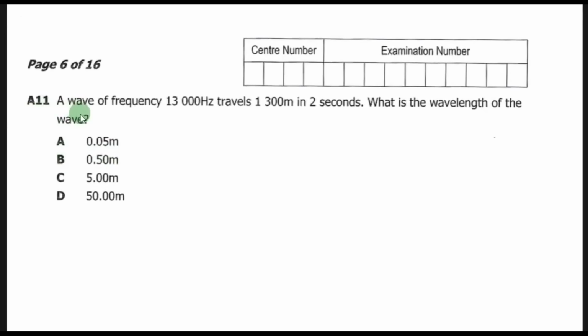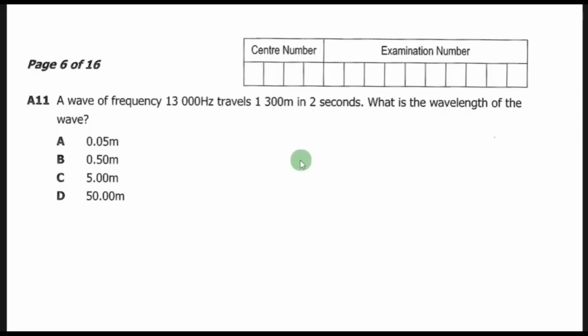Question number A11 reads: a wave of frequency 13,000 Hz travels 1,300 meters in 2 seconds. What is the wavelength of the wave? A wave of frequency 13,000 Hz travels 1,300 meters in 2 seconds. What is the wavelength of the wave?